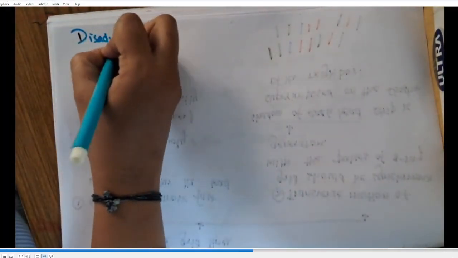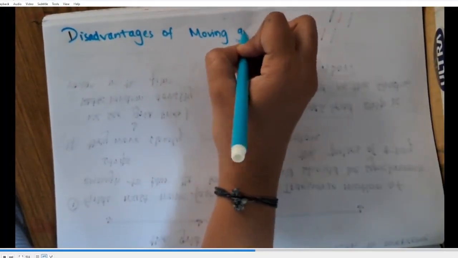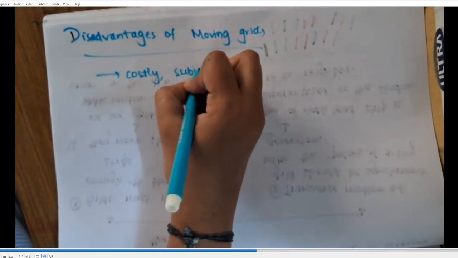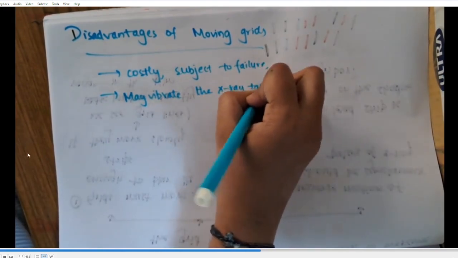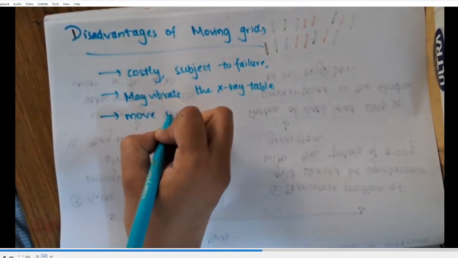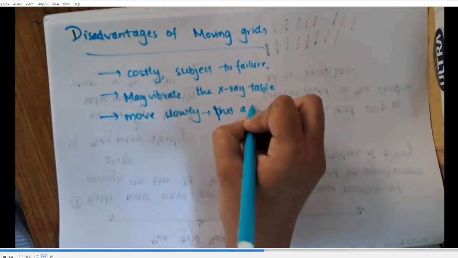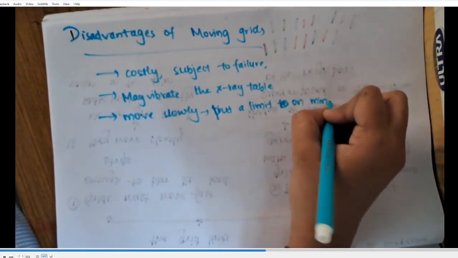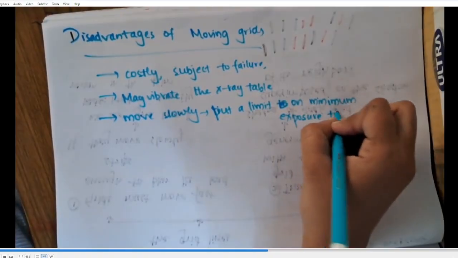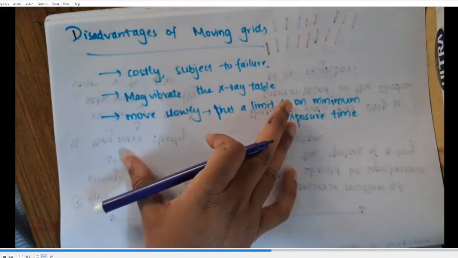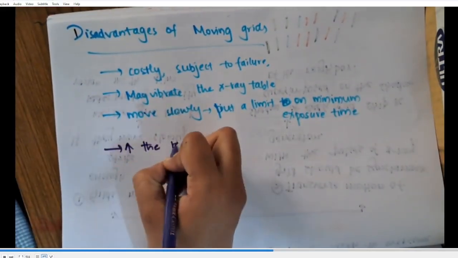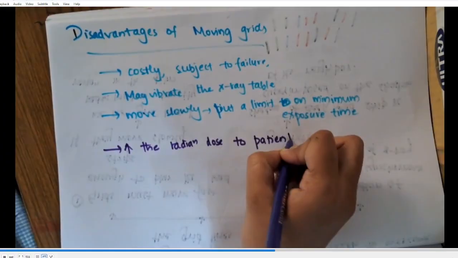Next, the moving grids also have several disadvantages. They are costly and subject to failure. They may vibrate the X-ray table, and they may also put a limit on the minimum exposure time because they move slowly. An even more serious disadvantage is that they can increase the patient's radiation dose.